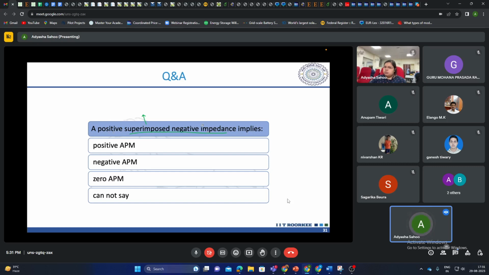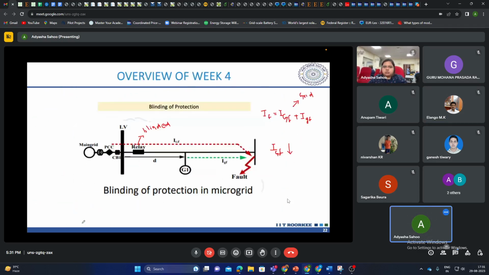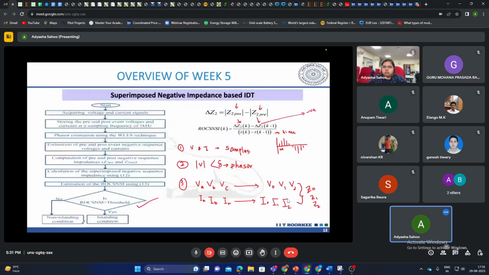So what was superimposed negative impedance? If you remember, it was delta Z. It is the difference between pre and post fault negative impedance, post minus pre. Delta Z2 was post minus pre. So I am telling that this negative superimposed impedance is positive.